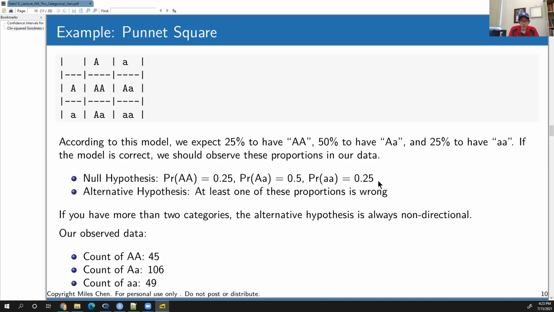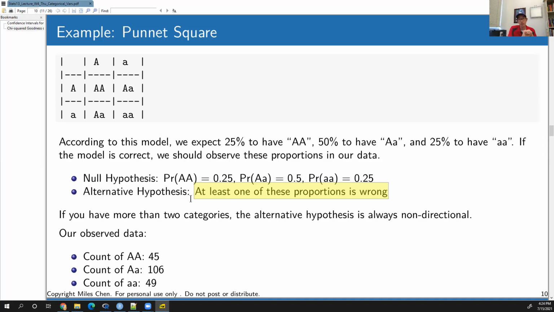The alternative hypothesis is very simple. It's just that at least one of those proportions is wrong. Okay, at least one of those proportions is wrong. And if you have more than two categories, the alternative hypothesis is always non-directional. If you only have two categories, you can have a directional hypothesis. You can basically say the proportion of yes is even higher, and that means the no's have to be lower, okay? Or if the yeses are lower, then the no's have to be higher.